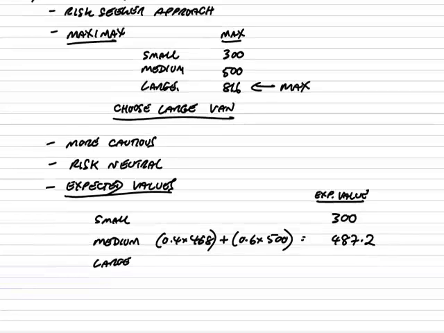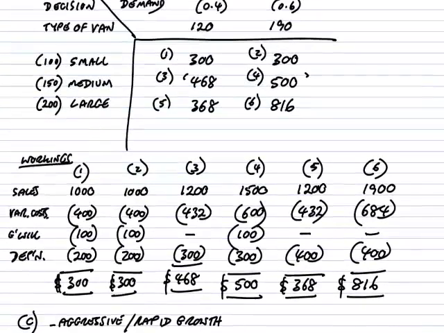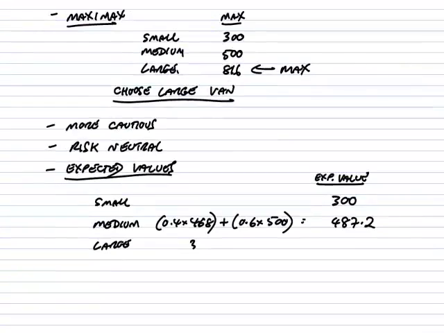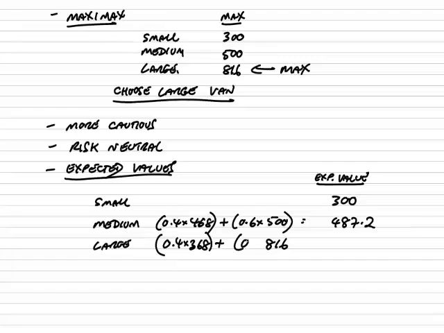And finally large, well again 0.4, 0.6 of this time 368 and 816. Sorry, but then I don't forget. But 0.4 of one, 0.6 of the other, which gives us how much?